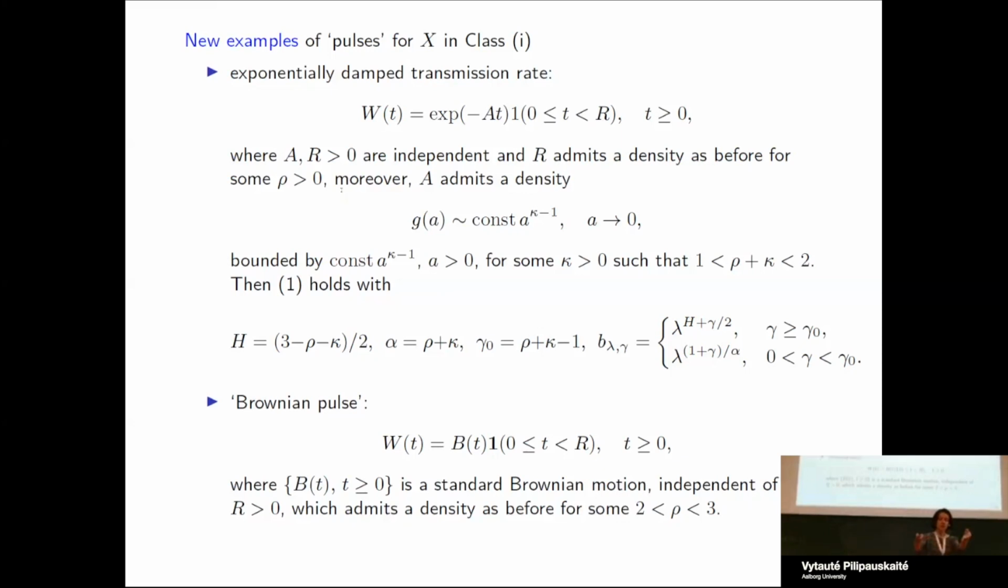Another example that we suggest in our work is a Brownian pulse. So again, Poisson arrivals, but the pulses are independent Brownian paths, and they are cut at R. So it's also a new model.